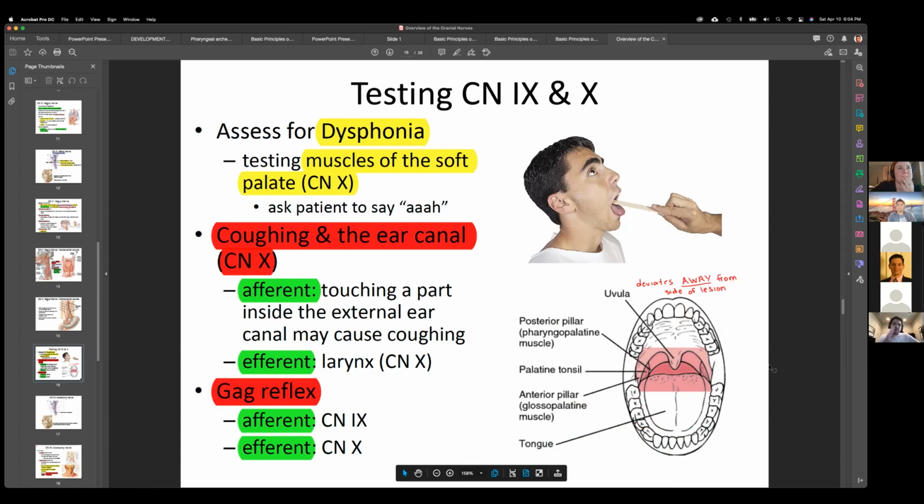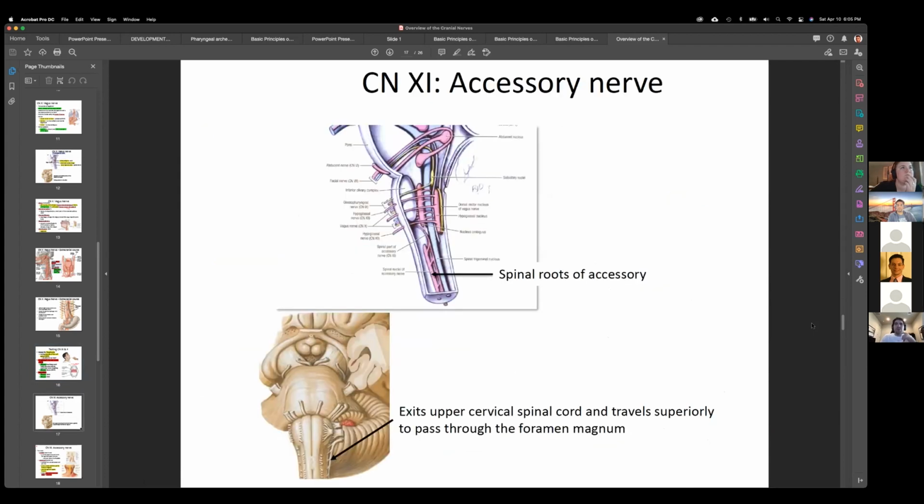Uvula, right? For tongue lesions, you lick your lesion, so it deviates to the side of the lesion. The uvula deviates away, because the muscle that's intact is going to contract and pull it, and the muscle that is out is going to be lax. So the uvula goes away, the tongue goes towards. Easy points.